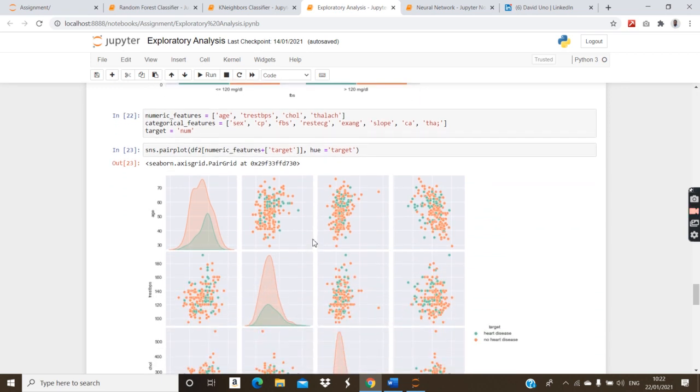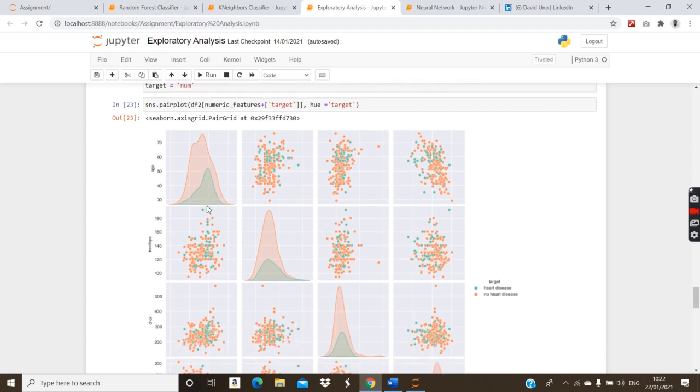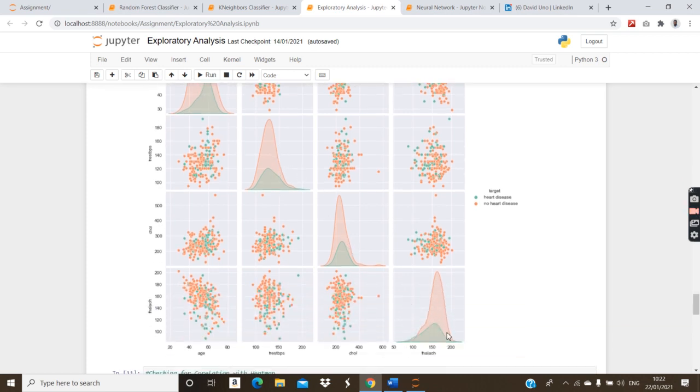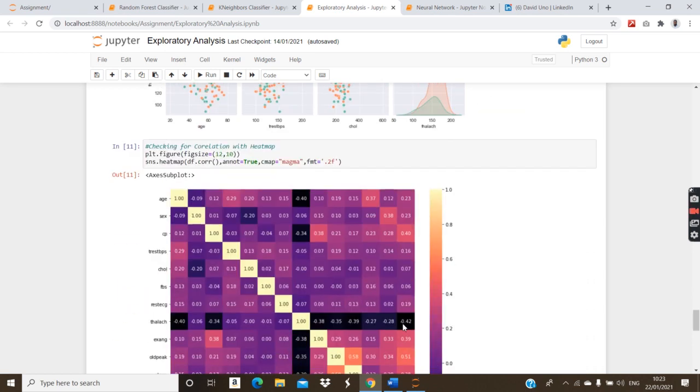So yeah, we come into the numeric values. We can see that they are all linear. Look at this, the age. Look at the rest ECG, looking at the cholesterol, and looking at the maximum heart rate achieved. We can see that they are all linear.